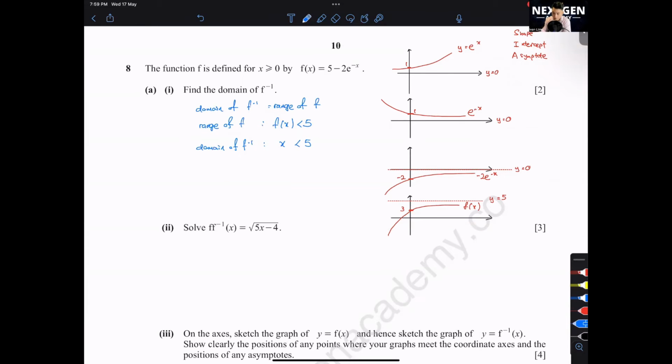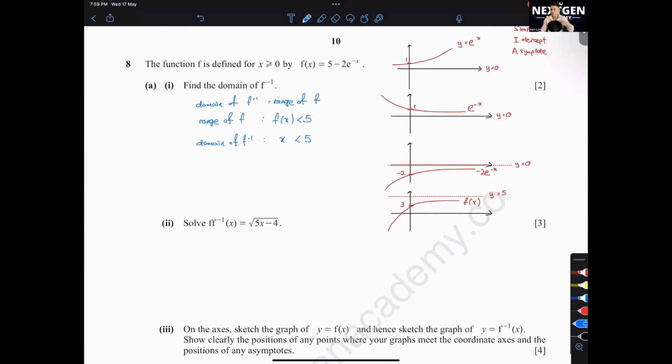Okay, next one. Solve f inverse of x equals square root of 5x minus 4. How do we solve this? Actually recently, this type of question has been coming out in the paper. The f inverse, you just cancel it. Don't need to go and do the inverse, then go and do composite function. You just cancel it, then your equation will become like this. Go and solve for this. x squared equals 5x minus 4. x squared minus 5x plus 4 equals 0. x minus 4, x minus 1 equals 0. x equals 4, and then x equals 1.